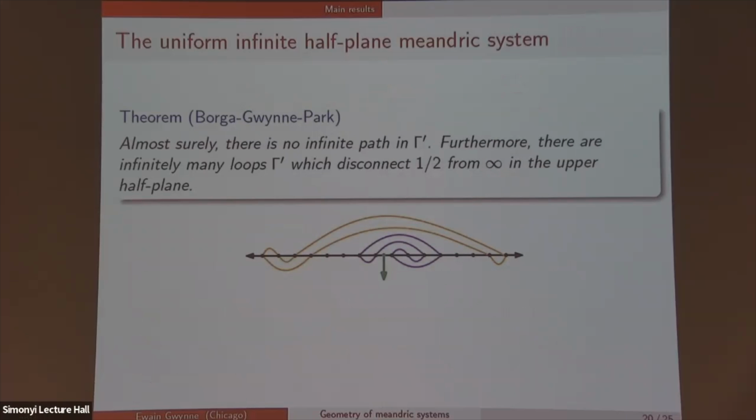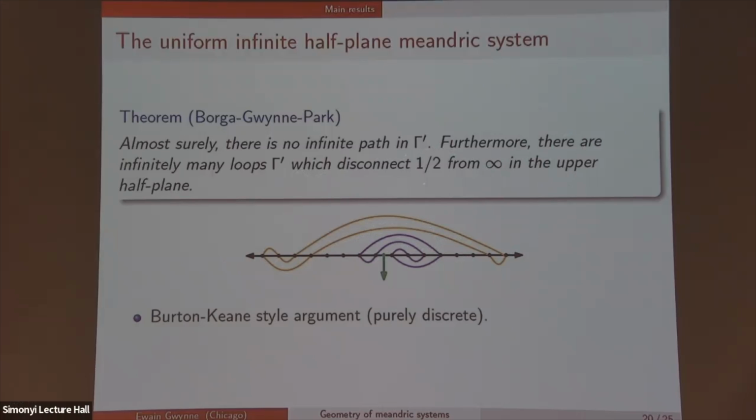All right. So what we show is that almost surely there are no infinite paths in the uniform infinite half-plane meandric system. So we weren't able to do it for the whole plane version, but for the half-plane version, we can rule out these infinite paths. And furthermore, there are in fact infinitely many loops in this half-plane meandric system which disconnect the origin from infinity in the upper half-plane. Here I've shown a couple of these disconnecting loops, one in orange and one in purple. So we have an infinite sequence of loops which are disconnecting 0 from infinity in this uniform infinite half-plane meandric system.